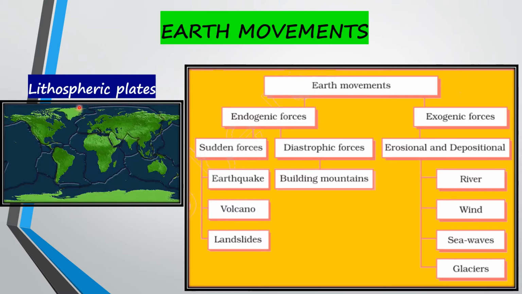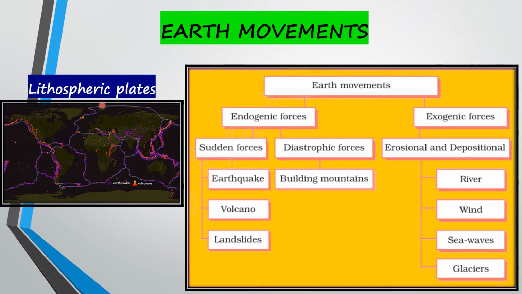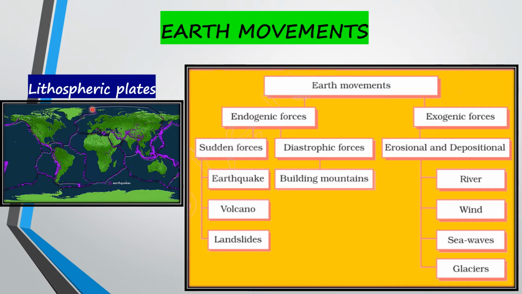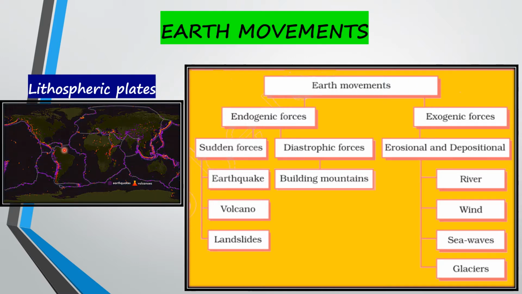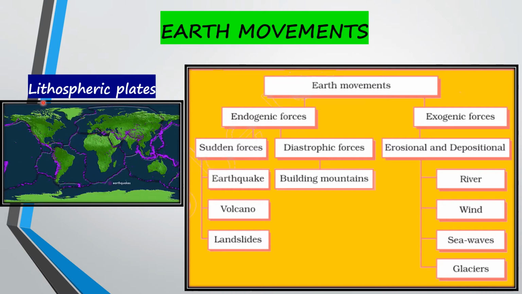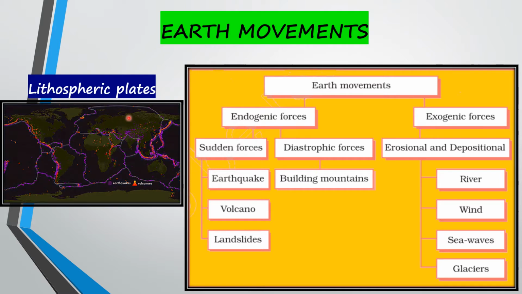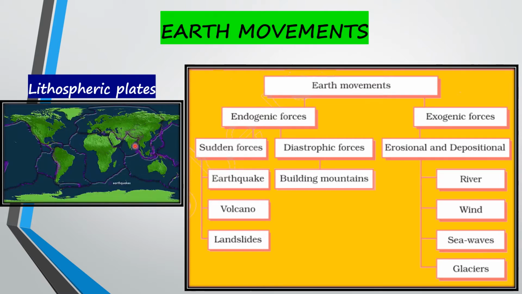Now, do you know what causes the movement of these lithospheric plates? Yes, that's actually because of the movement of the molten magma that's deep inside the earth. The molten magma inside the earth moves in a circular manner. The movement of the lithospheric plates causes changes on the surface of the earth, that is on the crust layer of the earth.